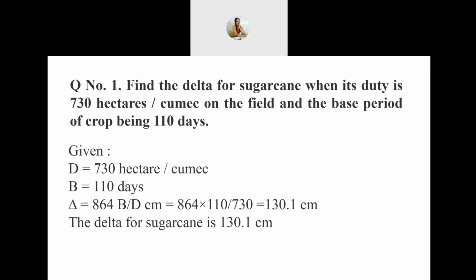So first, in solving any numerical sum, we have to first write the given. Given D is equal to 730 hectares per cumec, base period B is equal to 110 days, and therefore delta, since we are asked to find delta, delta is equal to 864 B divided by D centimeter. So when you substitute the values, you get the delta for sugarcane as 130.1 centimeter.